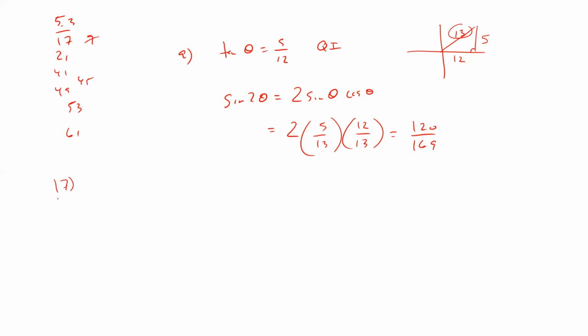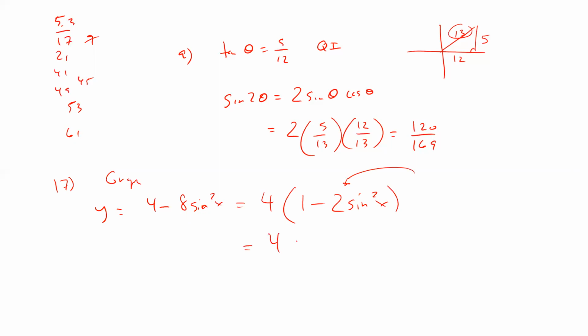Number 17, let's see if I can put it down here. Graph each of the following from 0 to 2 pi. I have 4 minus 8 sine squared theta. So the question is, does that fit any one of our formulas? If I factor a 4 out of this, it should become that right there. What does that equal? Cosine 2x, right? Double angle formula for cosine.